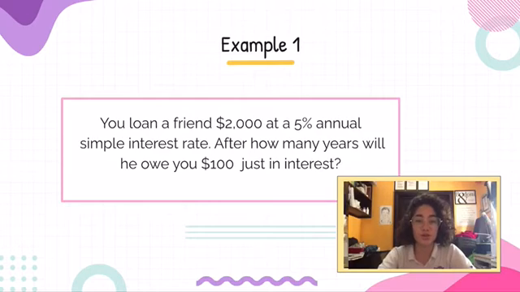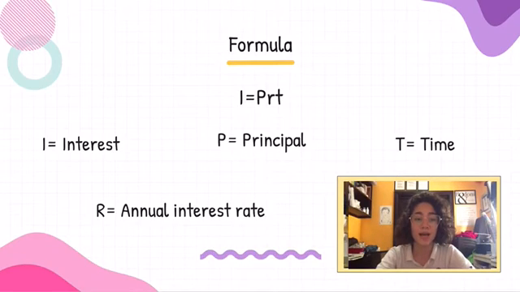Now I'm going to show you an example of a linear equation with money. You loan a friend $2,000 at a 5% annual simple interest rate. After how many years will he owe you $100 just in interest? This is a simple interest problem, for which we use the formula I equals PRT: I is interest, P principal, R annual interest rate, T time.